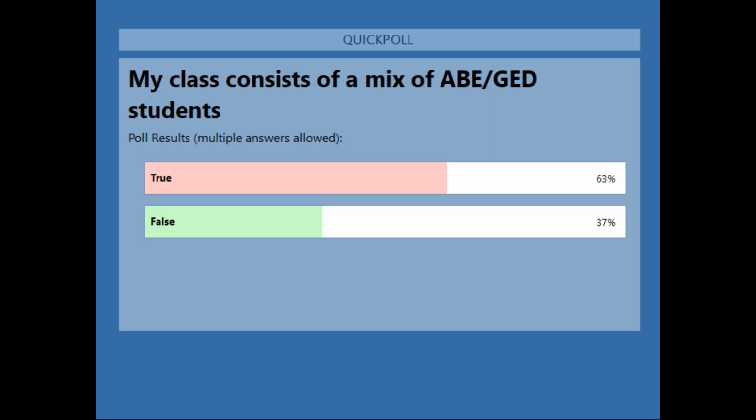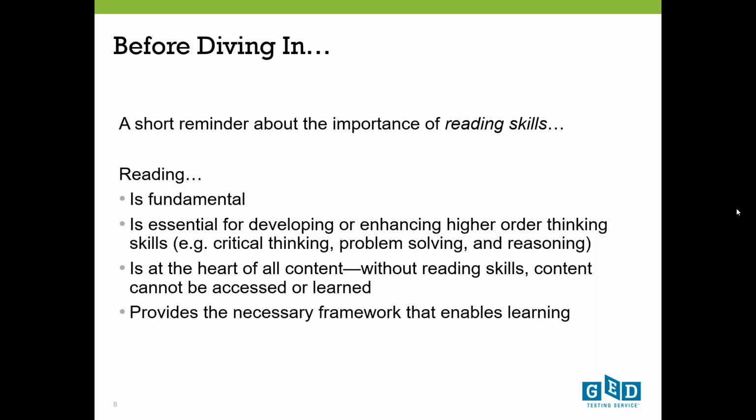We see that 63% of you say this is true. You're working with a varying level of student, and so you're having to deal with lots of different issues moving through. And the main thing we want to keep in mind here is that as we're working with this, all of our students need to be effective and efficient readers. That's really important. So I'll hide those results, and let's do one more right now.